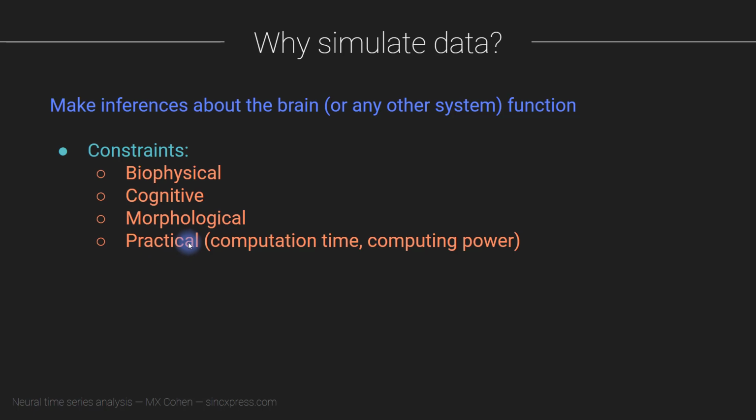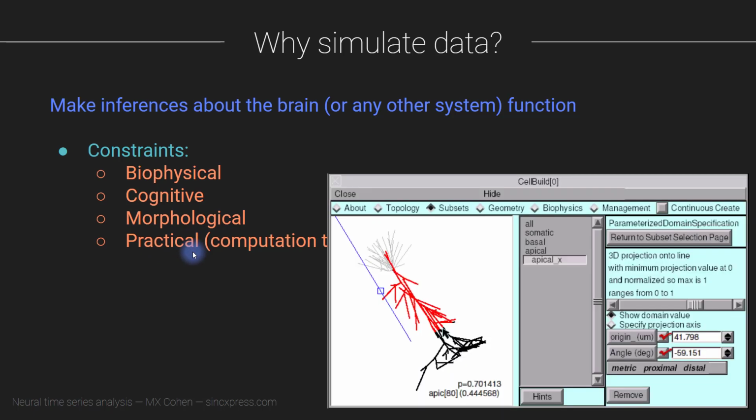Of course, there's always practical constraints to keep in mind. So this is an example. This is a screenshot of a software program called Neuron, where you can simulate the activity of a neuron using biophysical constraints and also morphological constraints. What you see here looks like just a random collection of lines, but in fact, this is a geometric outline of a neuron. Here you see dendrites, and I guess this is probably the cell body, and here are more apical dendrites. These are the somatic or basal dendrites.